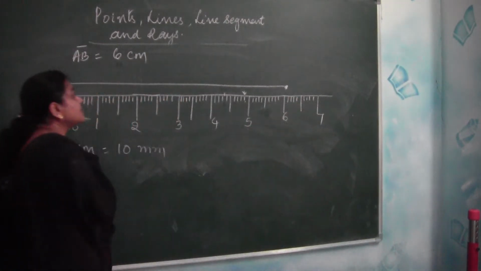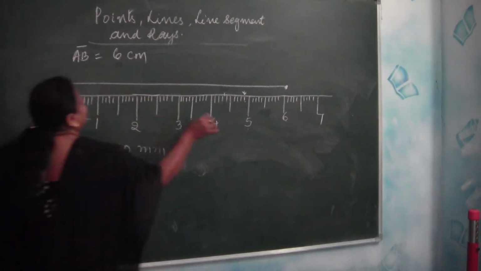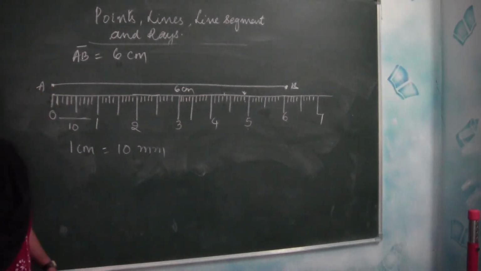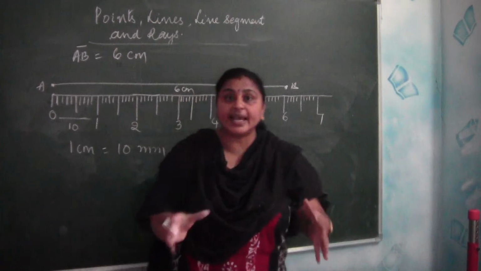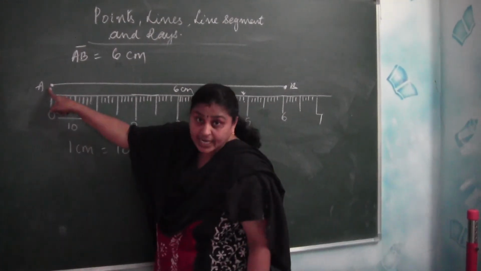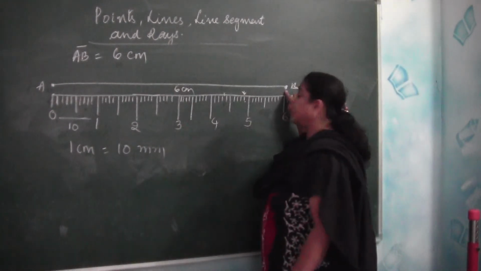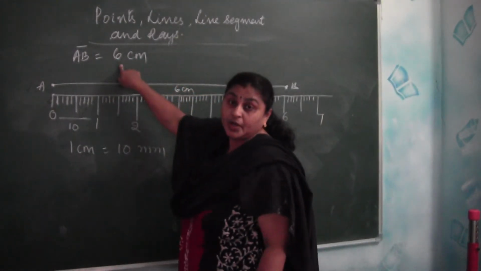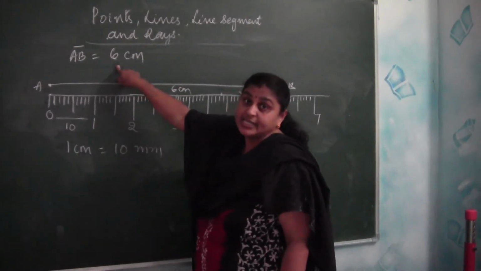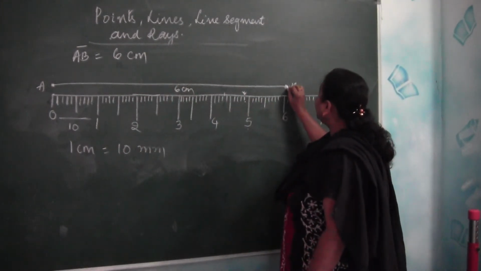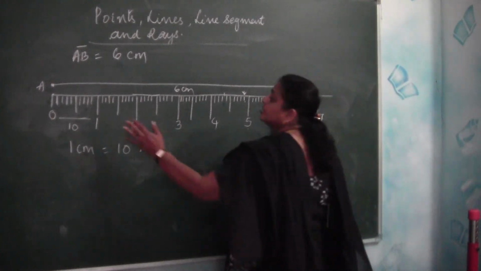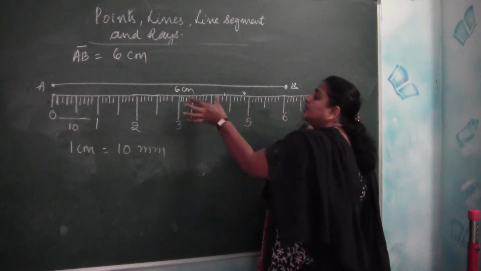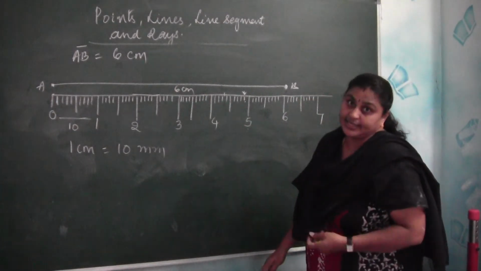We are joining these 2 points, that is A, B, whose measurement is 6 centimeters. Before you draw a line using a scale, first mark the starting point and mark its ending point. What will be the ending point of that scale? The given measurement. What is the measurement given here? 6. So near this 6, the ending point is marked. And using the scale, you are drawing the straight line. That is nothing but your line segment, 6 centimeters.